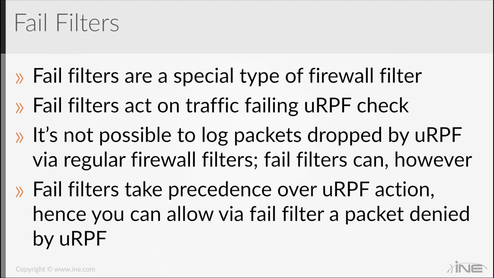Overriding the decision means maybe a packet failed the URPF check, but it matches the criteria you define in the fail filter, so you're going to allow it anyway. So you're just bypassing RPF's decision on the subject and allowing the packet in. That's also another possibility provided by URPF fail filters.